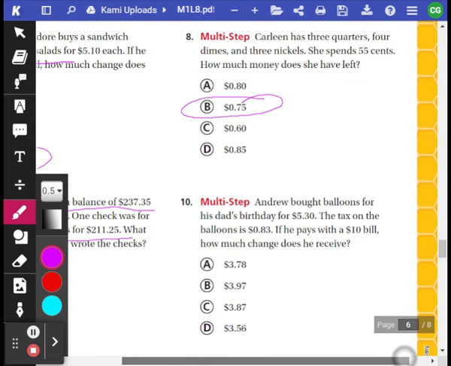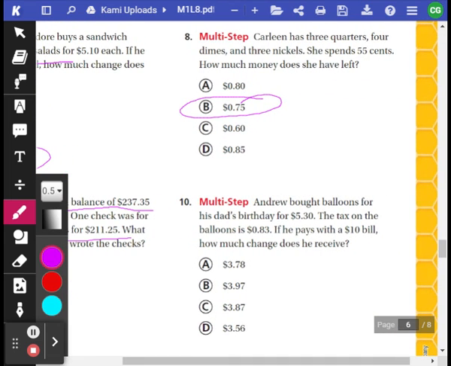All right, now let's go to the last problem that we have, and I'm going to move this over. And let me move my sheet up. Andrew bought balloons for his dad's birthday for $5.30. That was nice. The tax on the balloons is 83 cents. If he pays with a $10 bill, how much change does he receive? Hey guys, this is the same type of question that we see all the time.